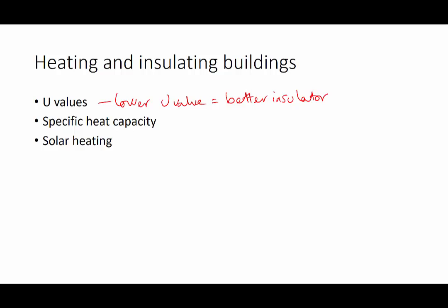Okay, you also need to know about specific heat capacity. The specific heat capacity of a material tells you how much energy it can store in 1 kilogram of material if we've increased the temperature by 1 degree. You get given the equation for specific heat capacity on your equation sheet, which is E equals mc theta. Okay, E stands for energy, m for mass, c is the specific heat capacity, and theta is the temperature change.